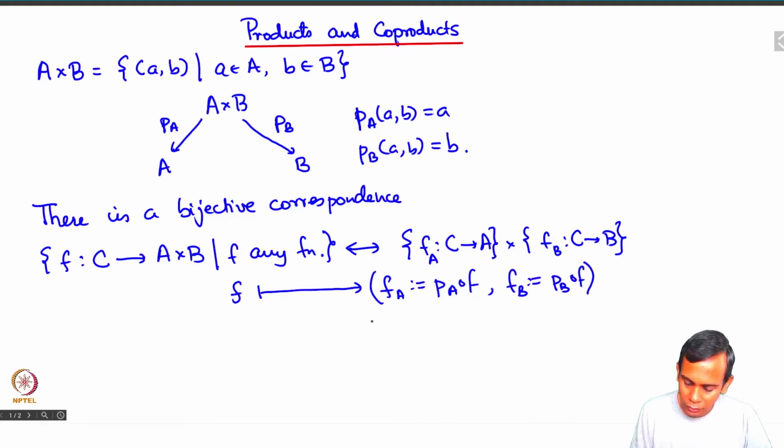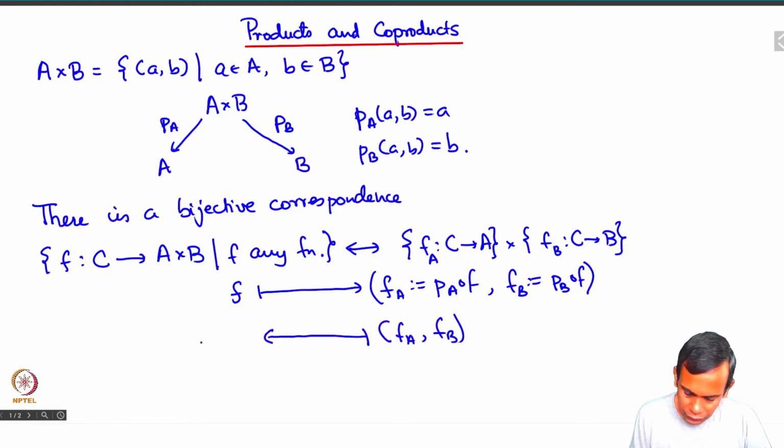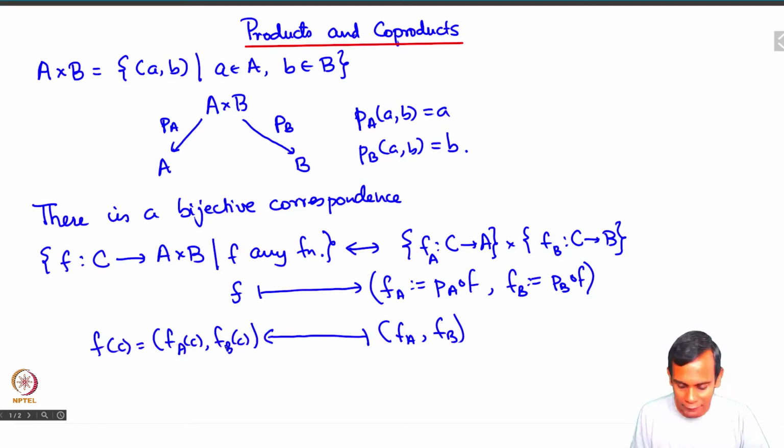And conversely, given any pair f sub A, f sub B, I can associate to it a function which takes c in C to (f subscript A(c), f subscript B(c)). So f subscript A(c) is an element of A, f subscript B(c) is an element of B, so this is an element of A cross B. And this is a bijective correspondence. Somehow in category theory, this kind of a correspondence captures the essence of products.